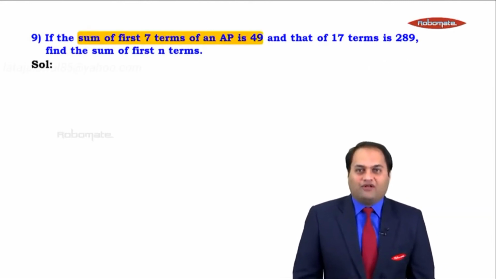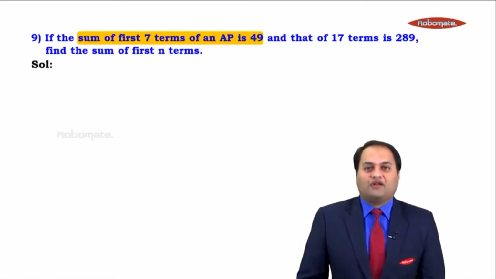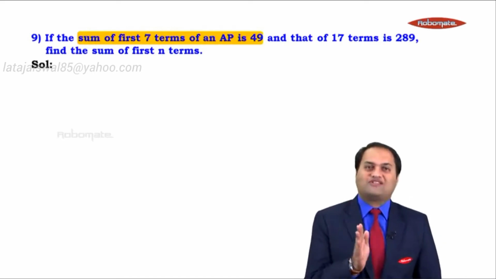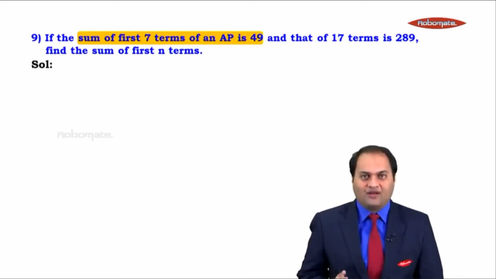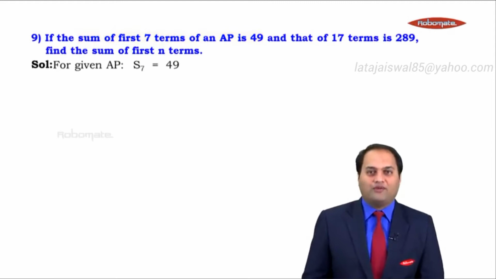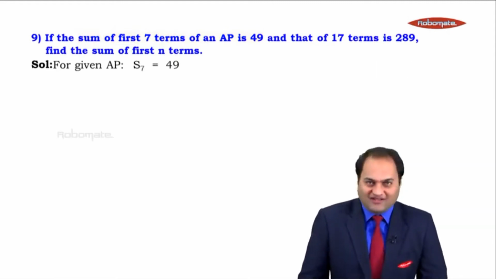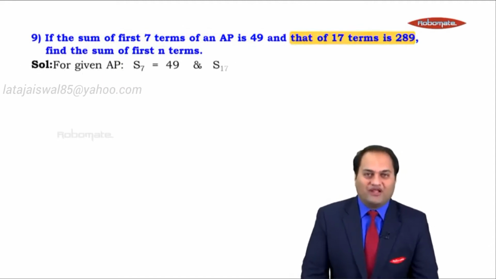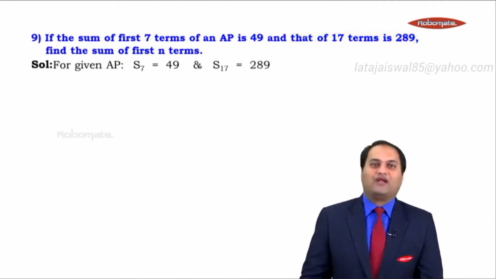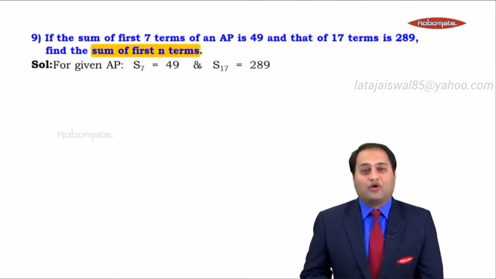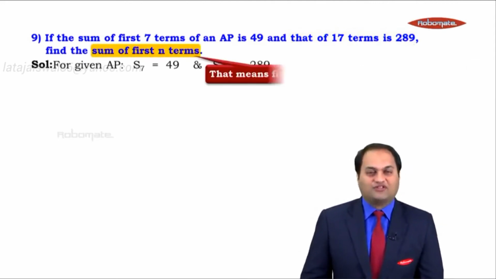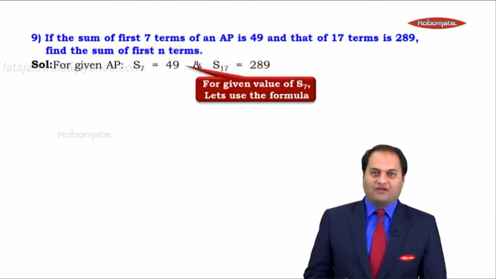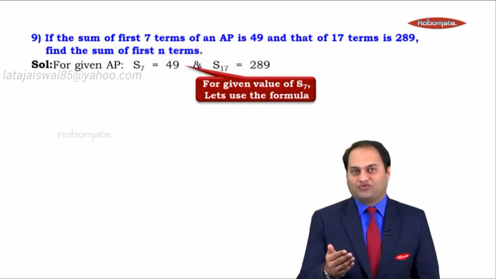The first statement given is the sum of the first 7 terms is 49. So for the given AP, S7 is equal to 49. That's the first thing given to us, right? The second is that the sum of 17 terms is 289, so S17 is 289. Find the sum of the first n terms. So we are supposed to find the value of Sn. S7 is given, S17 is given, and we are supposed to find Sn.